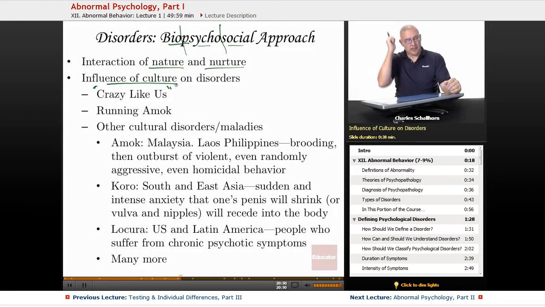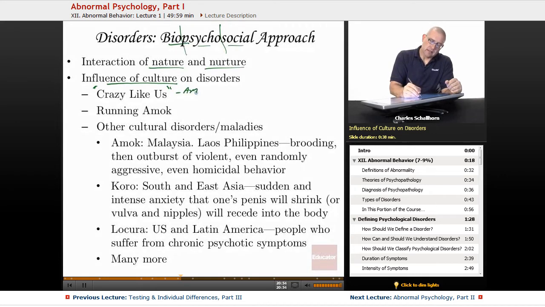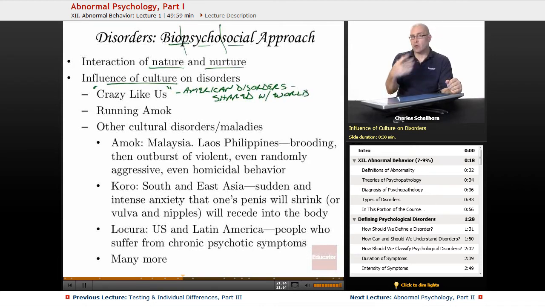It's called Crazy Like Us. It came out a couple of years ago. And it's about how distinctly American disorders are being essentially shared. There's a process known as cultural diffusion in sociology, but it's being shared with the world. And so our view of what is normal and not normal is starting to be spread around the world. And so it's a book called Crazy Like Us.